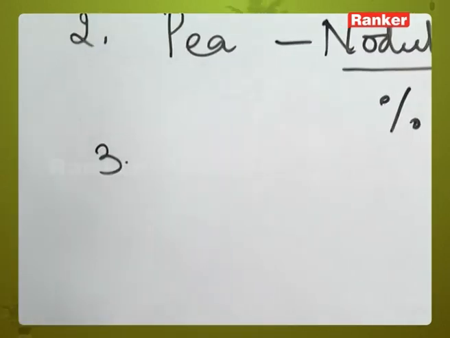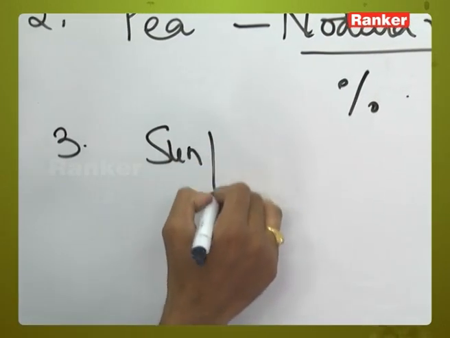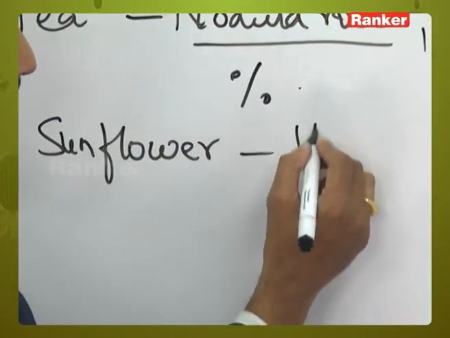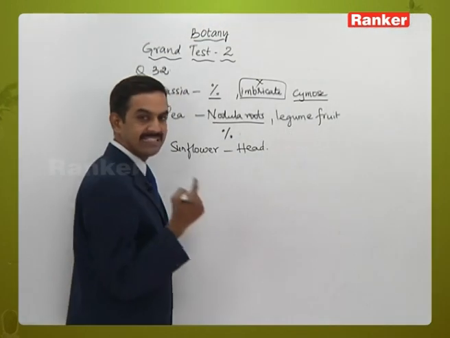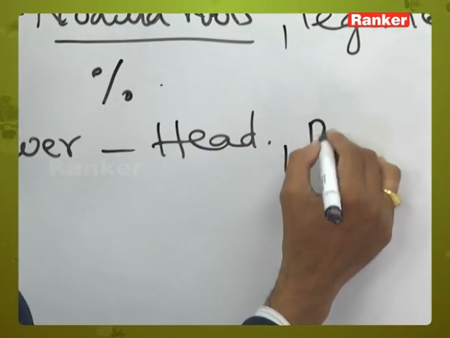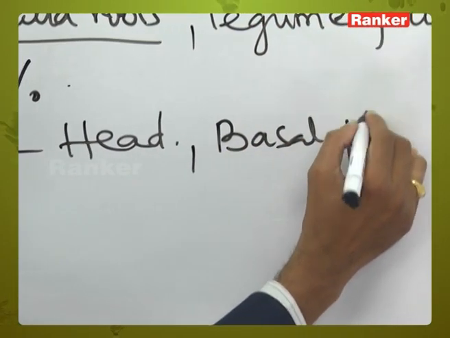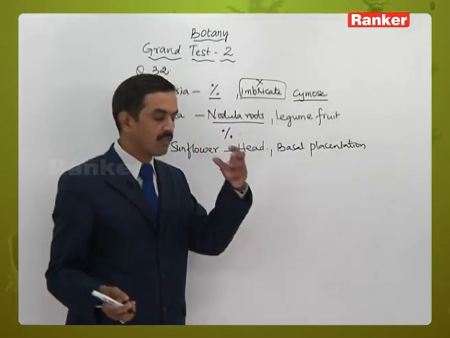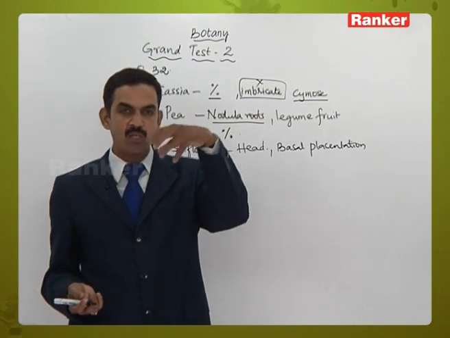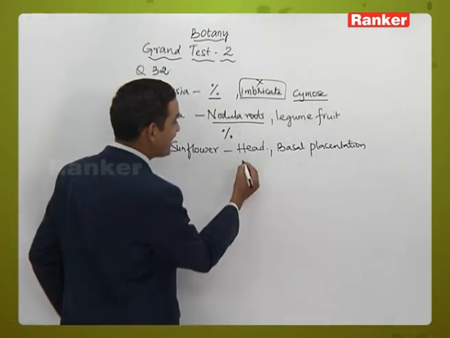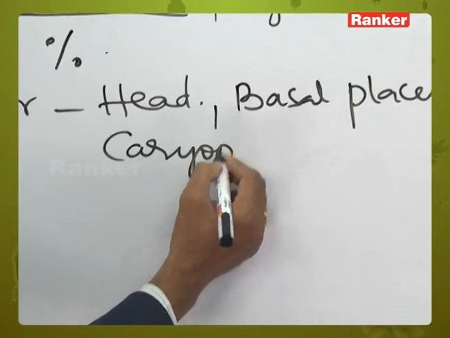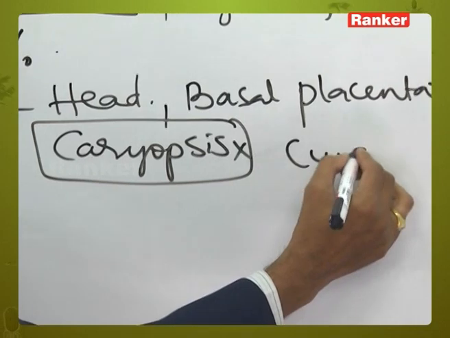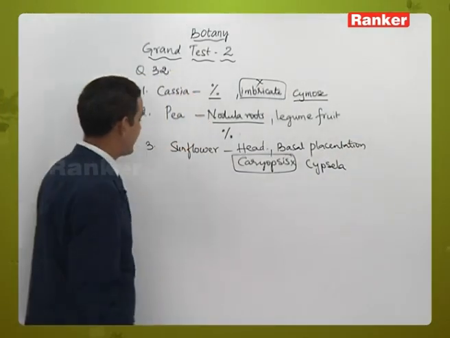Then third one is sunflower. Sunflower belongs to Asteraceae family members. It shows head inflorescence, that is capitulum. That is correct. And it is exhibiting basal placentation. That is also correct. Basal placentation, where the ovule is present on the lower side of the locule. And here it is given as caryopsis fruit. So this is incorrect because it will show cypsela fruit. The type of fruit is cypsela in sunflower.